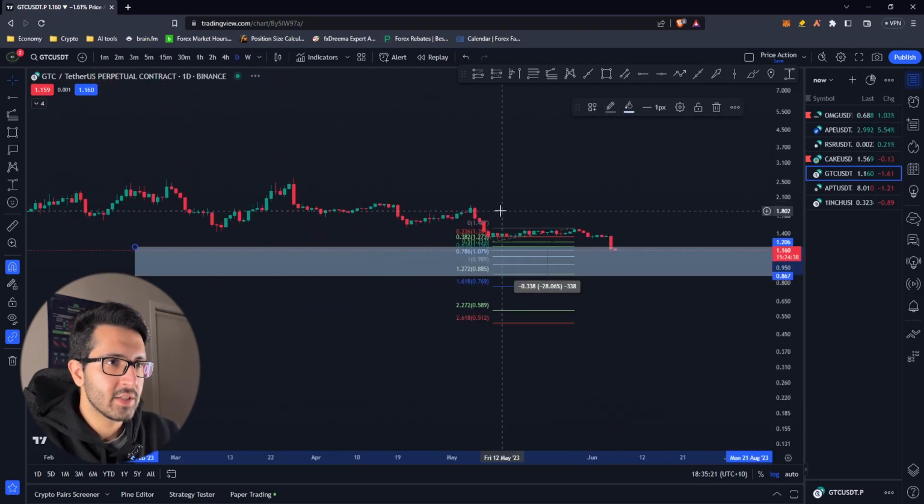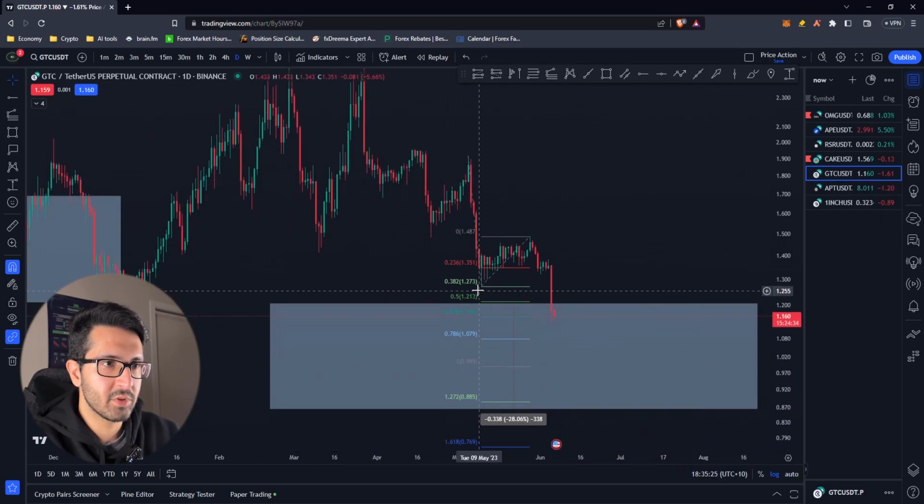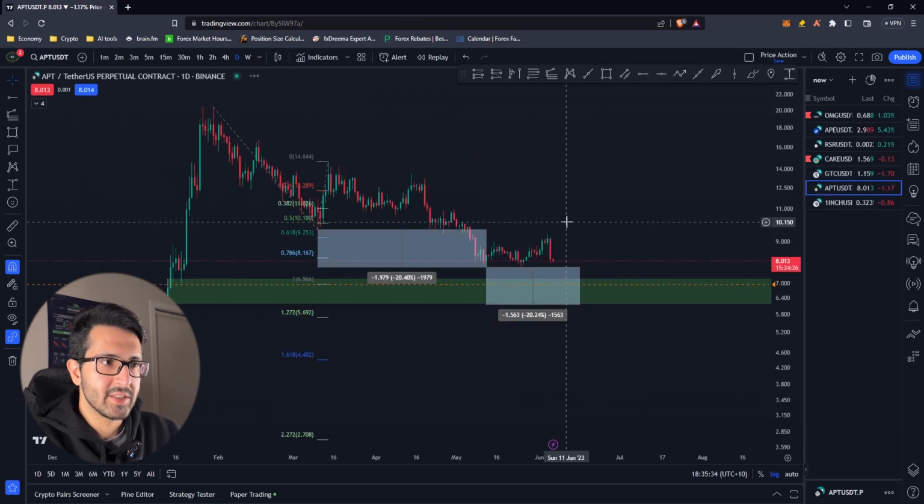And I use the fib extension again. We had this massive drop to this bottom and correction, and I see if it drops again how much of a drop we could have, which is around this level, 0.989. The next one is APT.